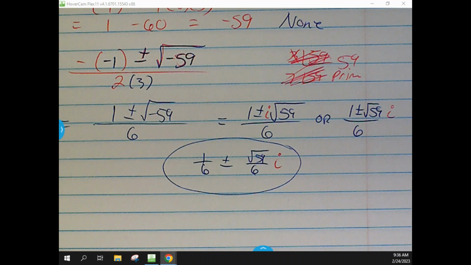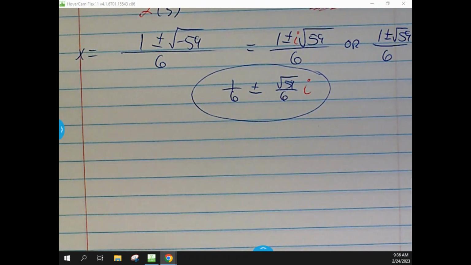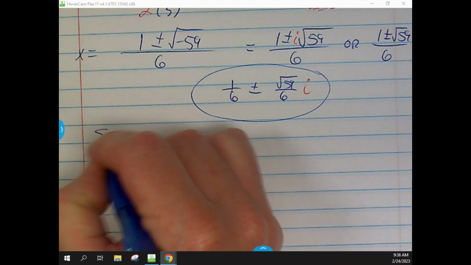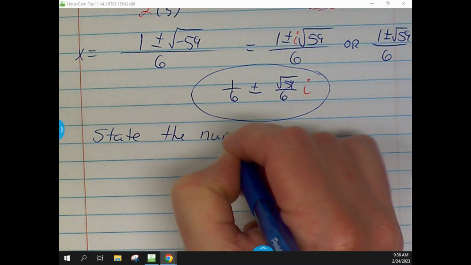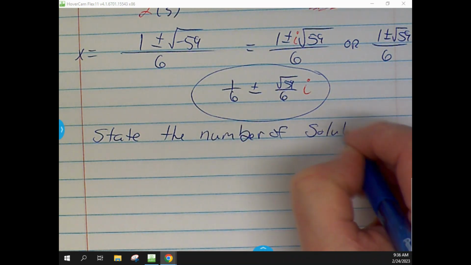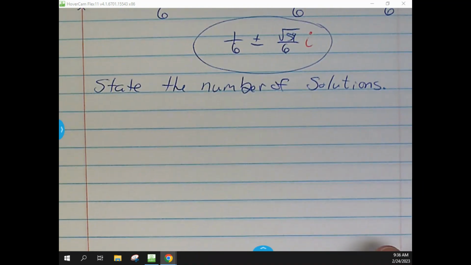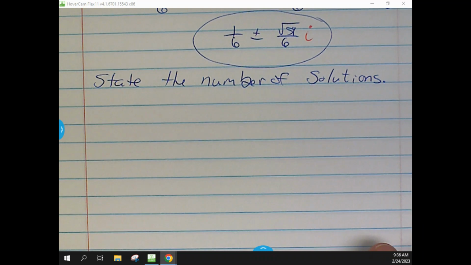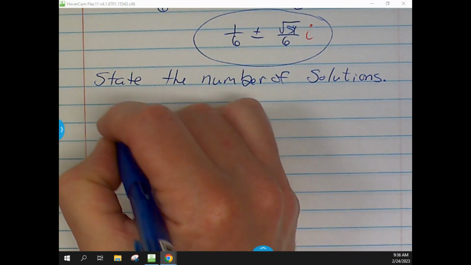All right, so let's do one more of these. And this we're not going to factor this part of it. We're just going to find the number of solutions. So we're not going to break this one down. We just want to find out how many solutions we have. So we're just going to state the number of solutions. We're not going to find them, and that's all we're going to do.